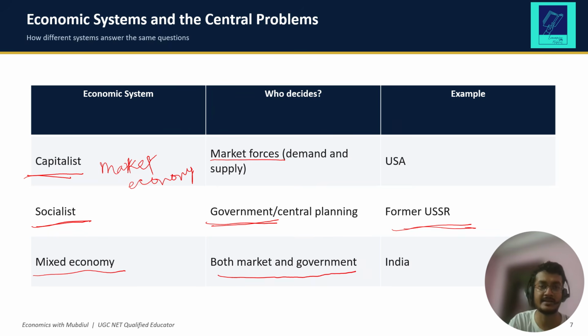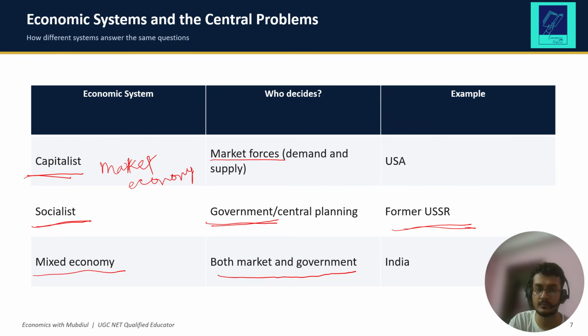Imagine you are selecting a cricket team. Would you choose only batsmen? No. Only bowlers? No. A balanced team needs both. Similarly, a mixed economy tries to combine the strength of both systems. Market encourages innovation and competition, and government works towards social welfare and public service.